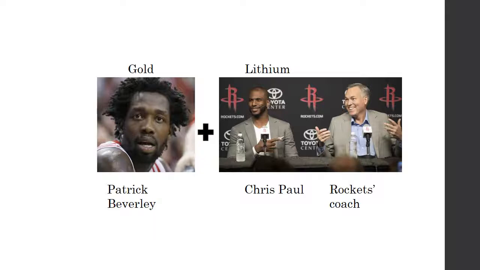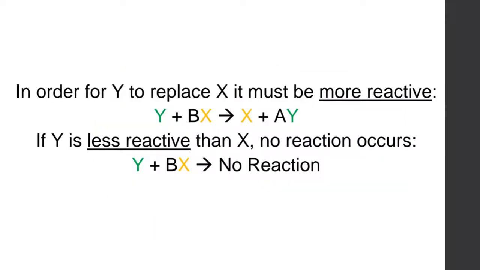I can also explain this using variables. Alright, as seen in the image, there are 2 equations. Now the top one, in order for y to replace x, y must be more reactive. If you want to think about it back to the other example, in order for Chris Paul to be able to replace Patrick Beverley, he must be more skilled.